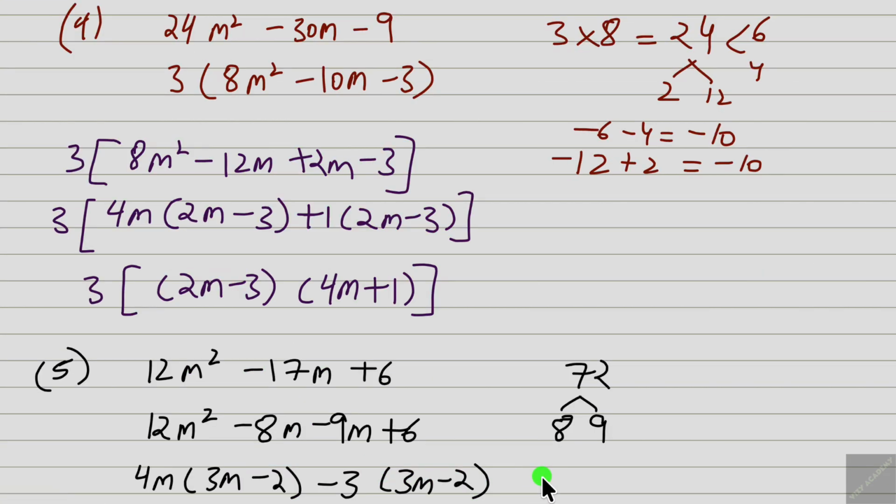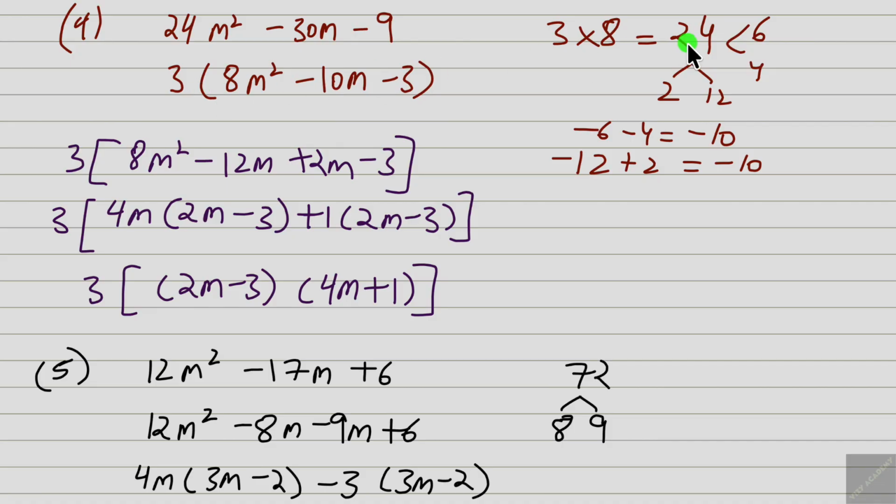Next type of question is where we have to take the GCF first and then start the question. So 24m square minus 30m minus 9. You can start directly by multiplying 9 with 24, but we can take GCF first and it will simplify the things. So taking 3 common, it will be 8m square minus 10m minus 3.